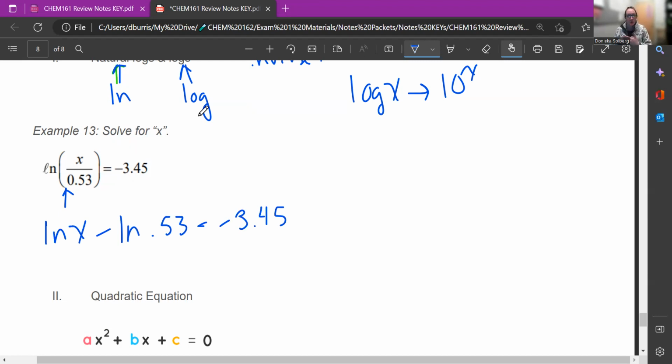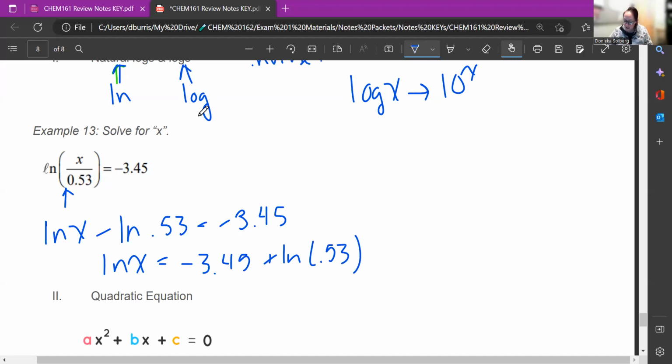Okay, if it was multiplied, then you could divvy it up and then it's just plus. Okay, so this one you will see a lot. So I broke this up so I could get the x by itself. So then I would do natural log of x equals negative 3.45. I would add natural log of 0.53 to both sides. I get the natural log of x. Actually, I didn't write that one down. So I've got negative 3.45, and then I added the natural log of 0.53. I'm just showing you the algebra here.